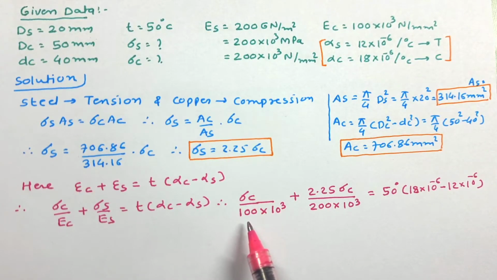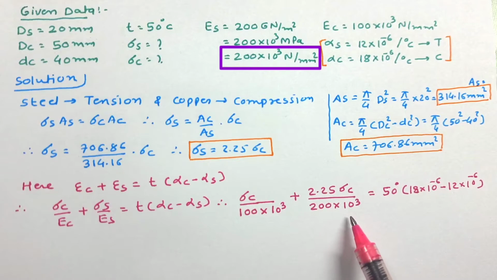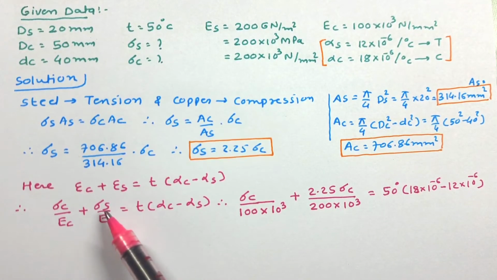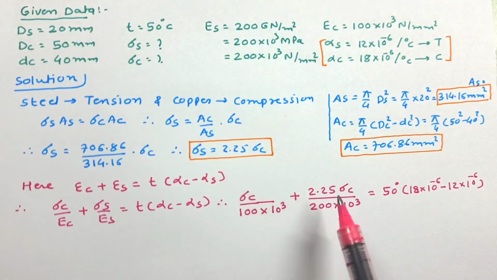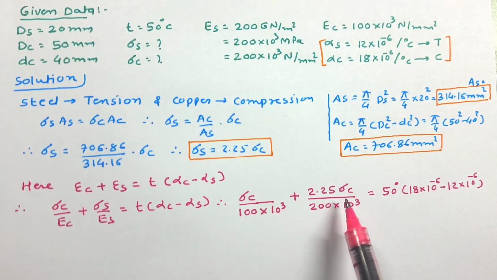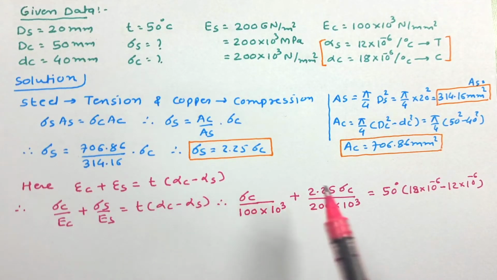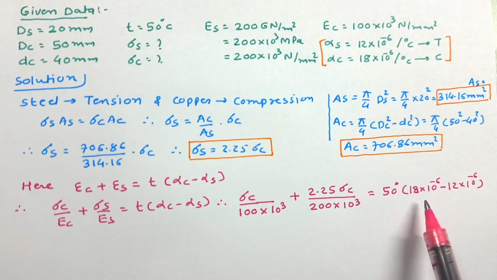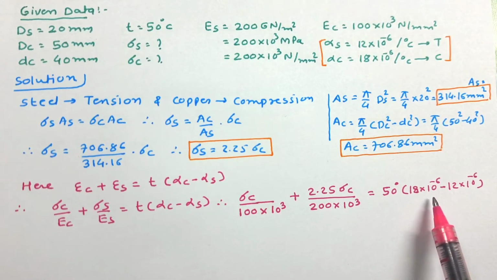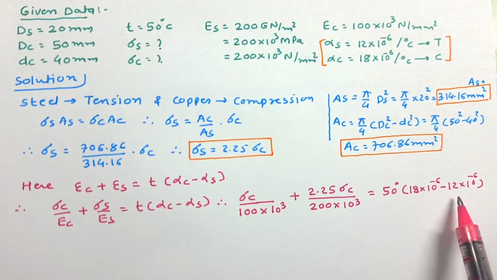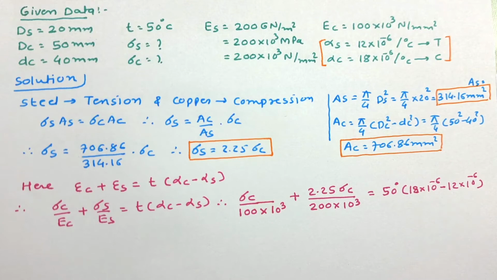Now here we have substituted the value of modulus of elasticity of copper, that is 100 into 10 raised to 3, and for steel, 200 into 10 raised to 3. Here instead of sigma S we have used the relation and kept 2.25 sigma C. The change in temperature is given to us, that is 50 degrees Celsius, so it has been kept here, and the values of alpha C and alpha S are also given to us. Alpha C is 18 into 10 raised to minus 6, and alpha S is 12 into 10 raised to minus 6. So now let us simplify it.